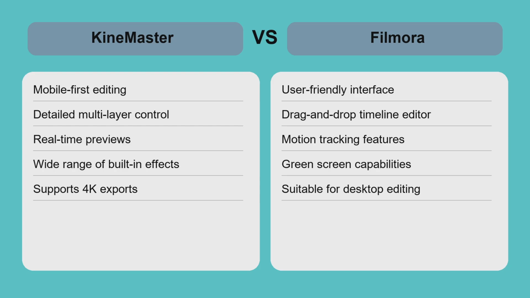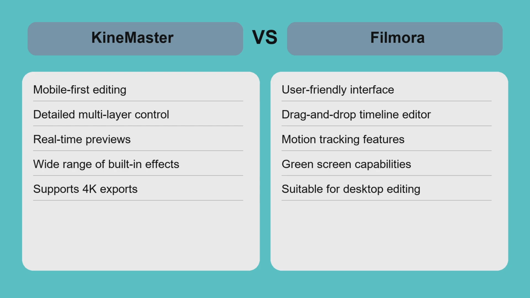KineMaster excels in mobile editing, offering detailed multi-layer control and real-time previews ideal for creators needing quick edits on smartphones. Filmora, on the other hand, provides a more streamlined desktop experience with drag-and-drop simplicity and advanced features like motion tracking and green screen. If you often edit away from a computer or prioritize multi-layer editing on mobile, KineMaster is the better choice. But if you prefer a larger workspace with straightforward tools and professional effects on desktop, Filmora stands out.